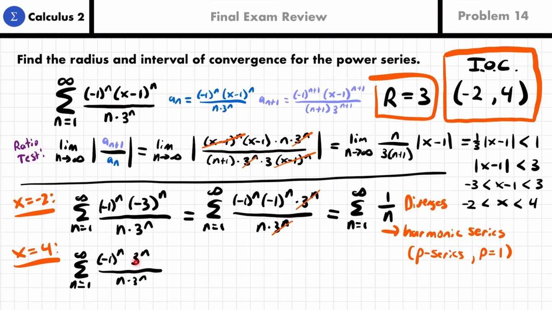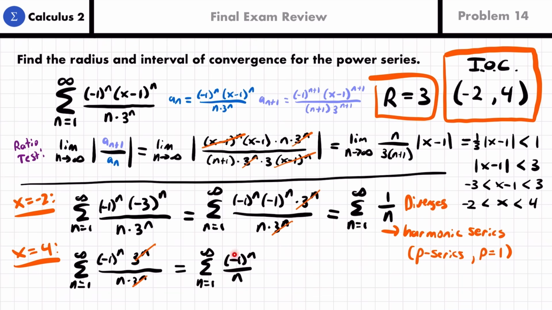And so we have 3 to the power of n in the numerator and denominator, so those can be canceled out, and what we get for the series here is a sum from n equals 1 to infinity of negative 1 to the power of n divided by n. This series is very similar to our harmonic series from before, but this one is an alternating series. We still have that negative 1 to the power of n in the numerator, and it doesn't cancel out with anything, it has to stay there.